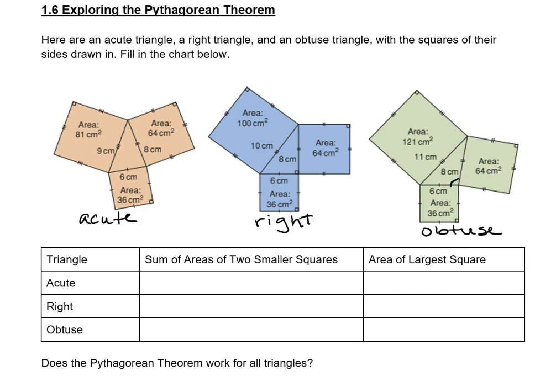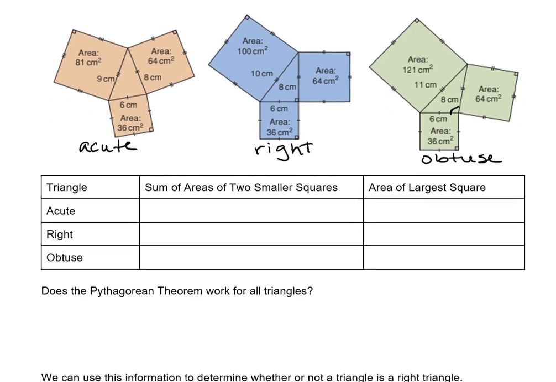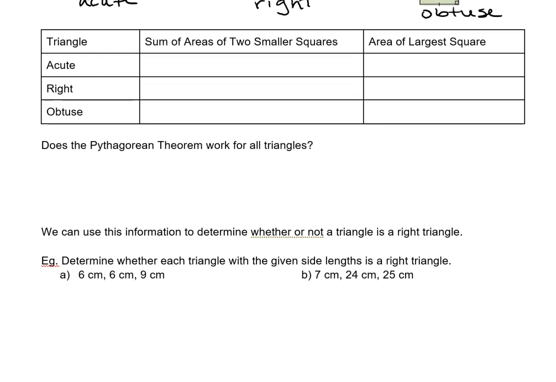Okay, and the squares of the sides are drawn in. So you're going to fill in the chart below. With the acute, I want you guys to add up the smaller squares, so 36 plus 64, and compare it to the area of the largest square. Same thing with the right triangle and the obtuse triangle. You're going to answer, does the Pythagorean theorem work for all triangles? The answer is no.